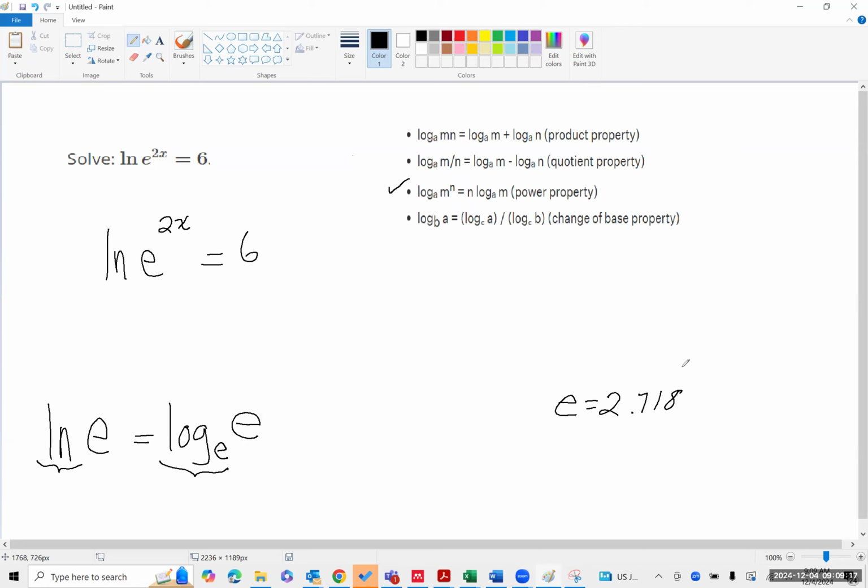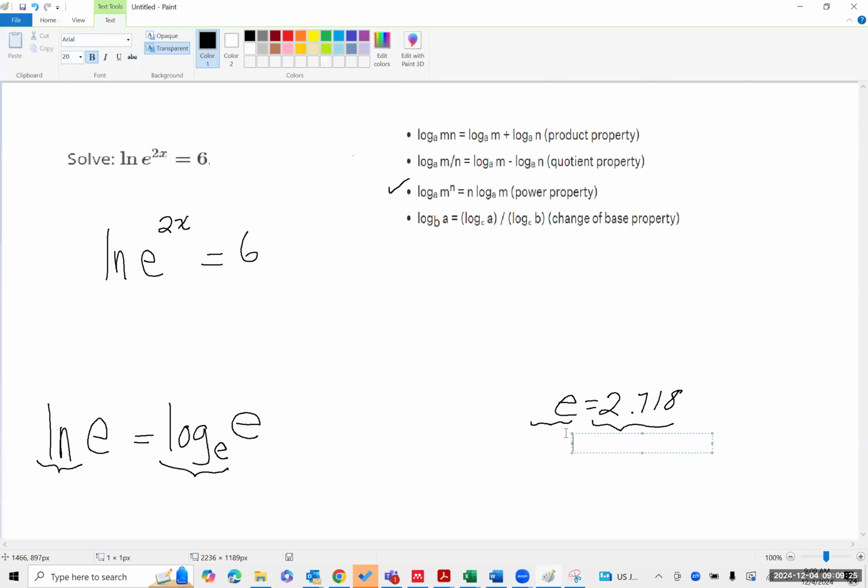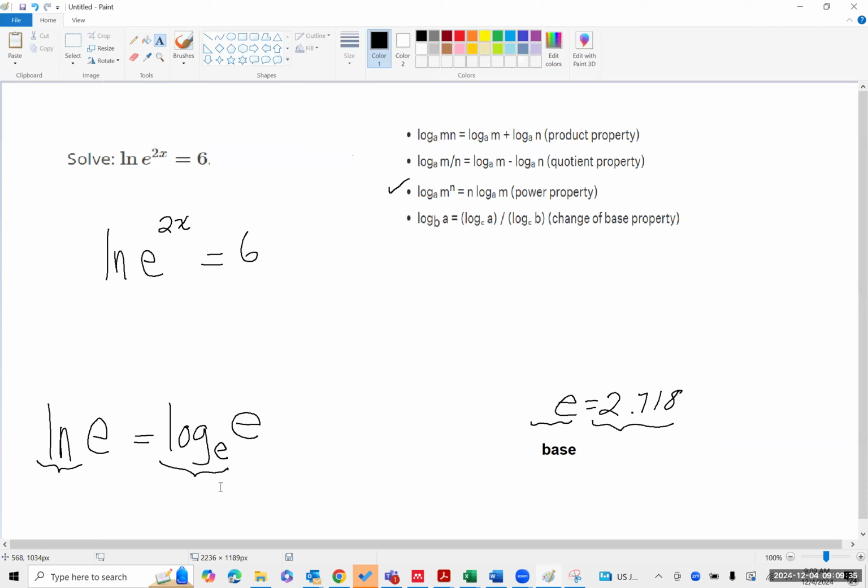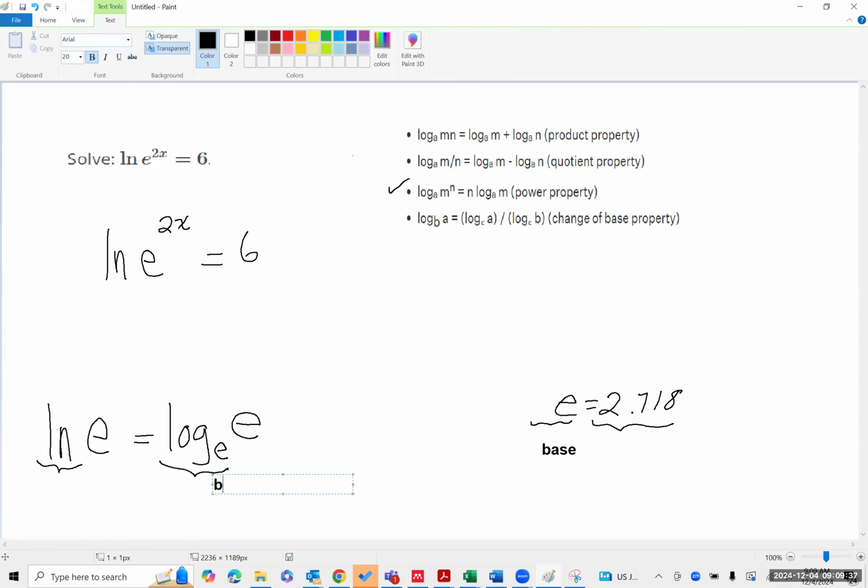Okay, so it's just a number. In this case, this is the base of the logarithm, right? This is the base of this logarithm that we're working on. And so again, this is a base.